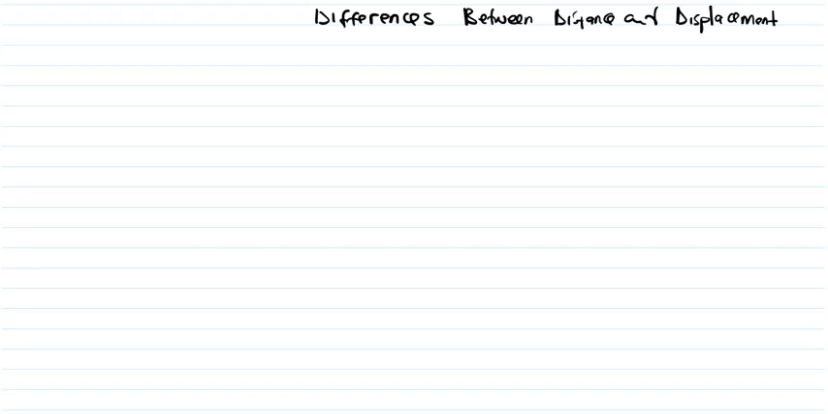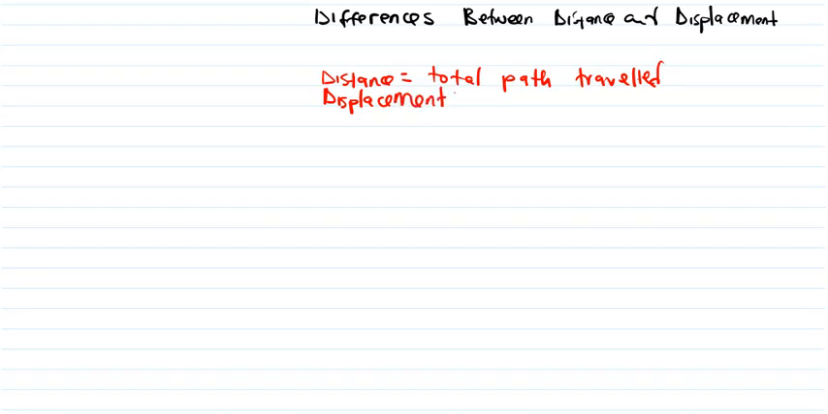Okay, so the difference is, one, when you talk about the distance, we are talking about the total path traveled by an object. Is that okay? Yeah. But when you talk about displacement, we are talking about straight change in position. So, like I explained, you just look at straight. Okay. Yes, straight change in position.